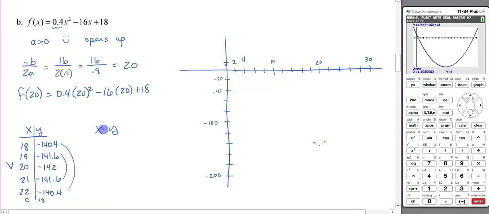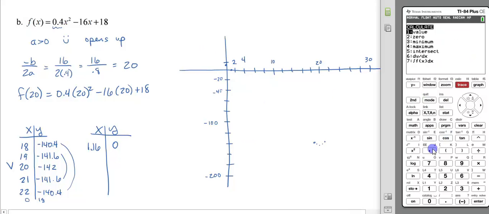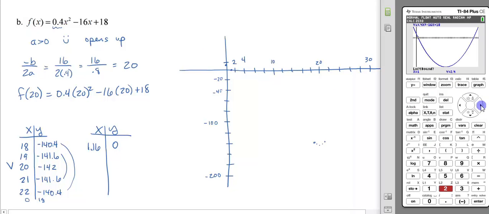So continuing the t-table, we have a 1.16 and get a 0 for the y. So 1.16, we're about right here. And then let's try it again. We're going to calculate the zero, and we'll go to the right quite a bit, get closer to the other 0 of the function. There we are. And we'll hit enter.